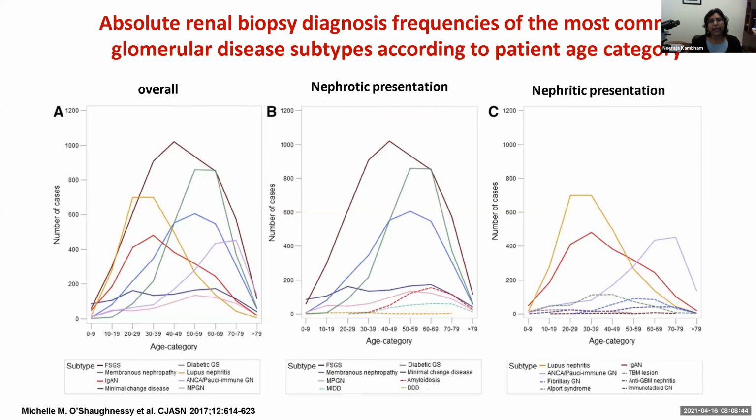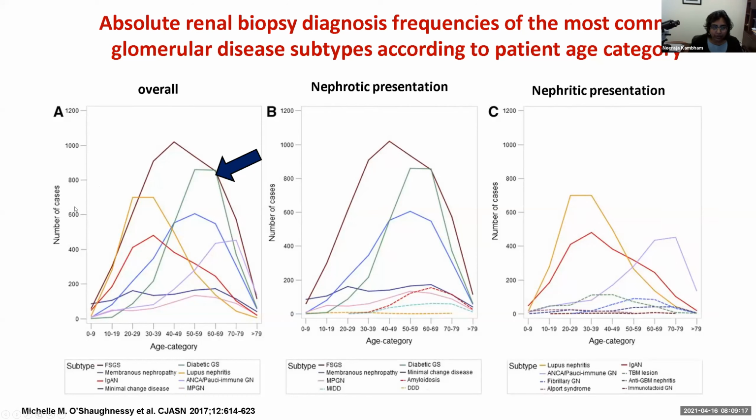And they also looked at the frequency of this biopsy diagnosis according to the age of the patient. So here you have in the graph patients from 0 to 9 years, in 10-year increments, and greater than 79 years of age. And you can see overall, and again, our green line here, the diabetic glomerulosclerosis has really increased across all age groups over time.